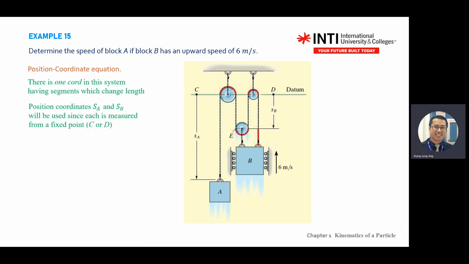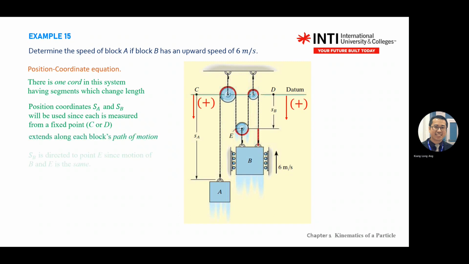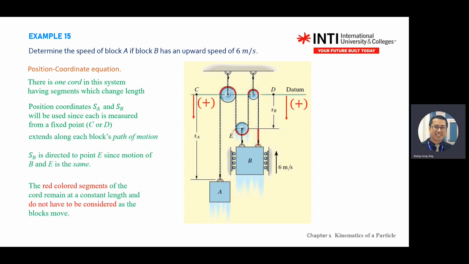Let's check the answer. So positive go down for both cases. As A goes down positive, as B goes down positive. All right. And the red color one, we consider the same. So those don't change.